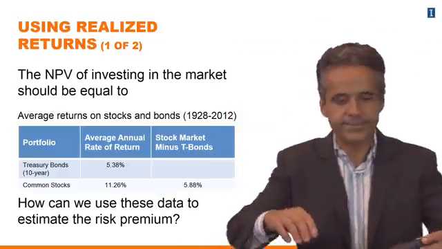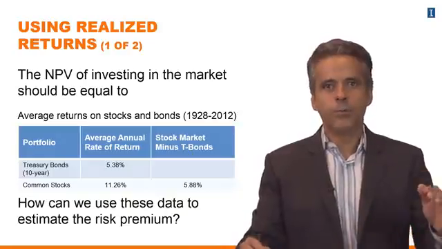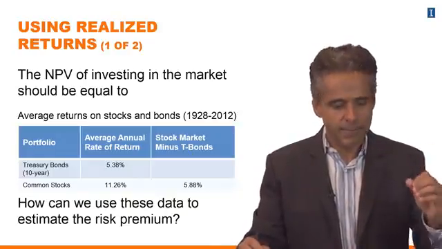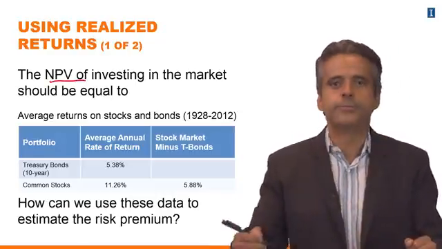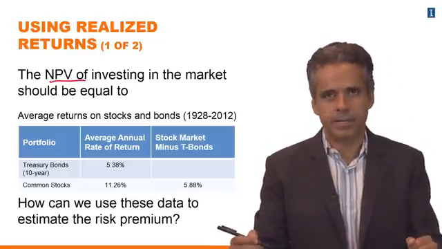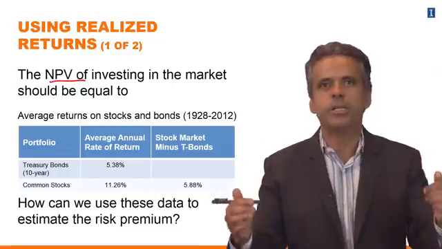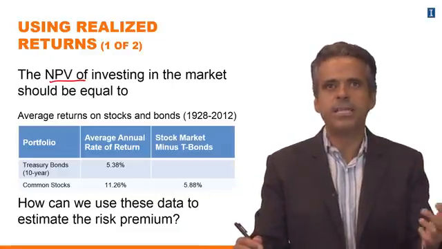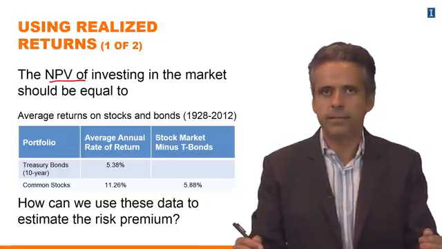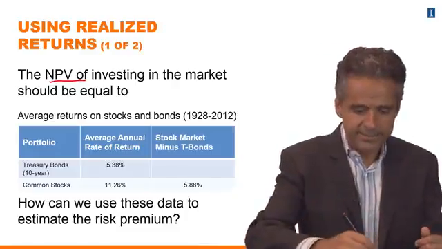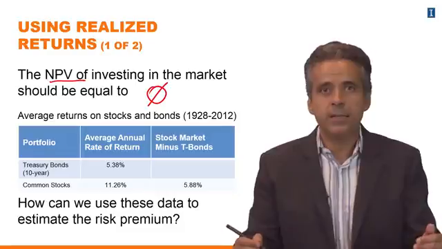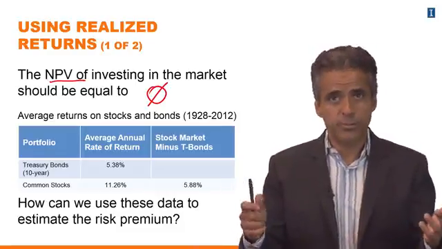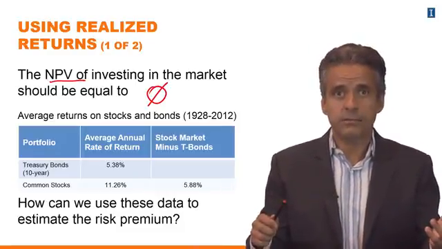Let's think about that. Going back to what we already discussed, let's think about this question. What should be the net present value of investing in the market? Suppose you take your money and put it in the stock market. What should be the NPV? A reasonable guess is that the NPV should be close to 0. We can use the same argument that we used before.